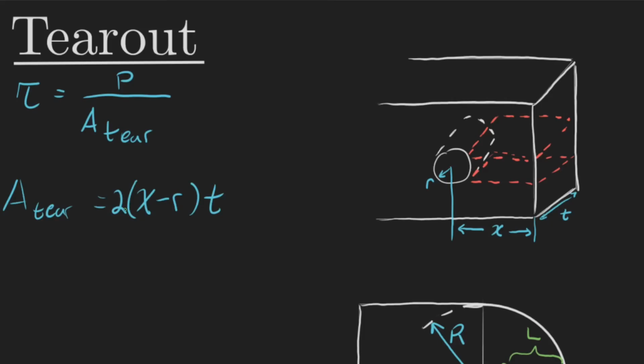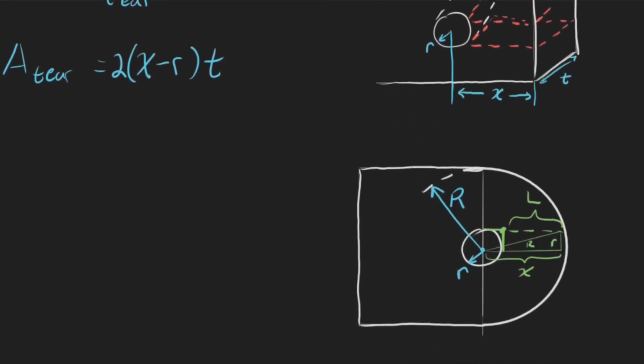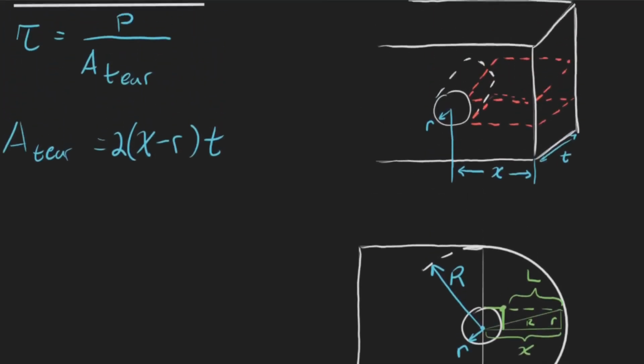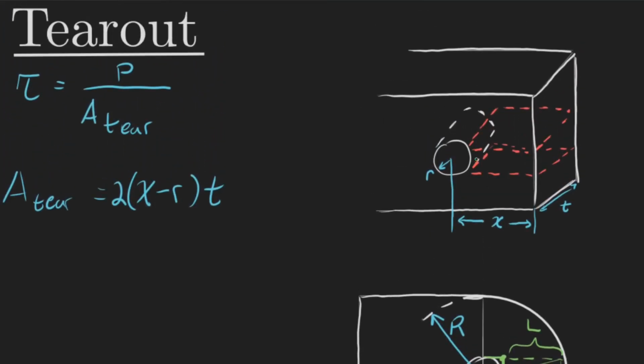Now another case we can have is basically a rounded end right here, where you can see we have a pin right here, and then it's rounded off. And in this case, the length of the tear out is a little bit harder to get, and it doesn't make a whole lot of intuitive sense. So in this case, we're basically saying that once the edge of this circle gets to here, once it gets past here, the entire thing can just pop out.